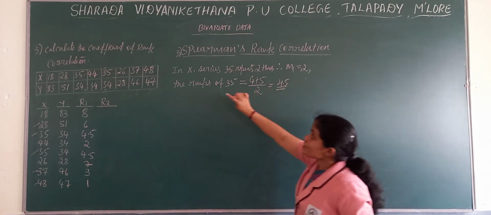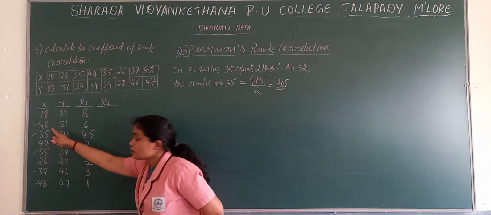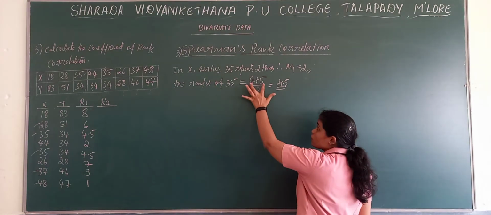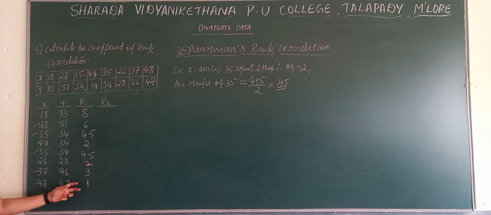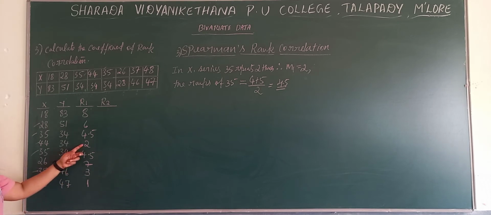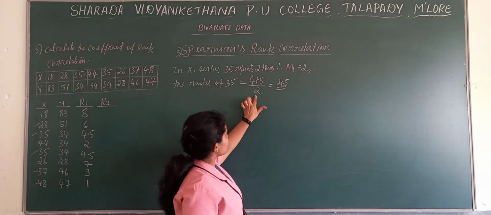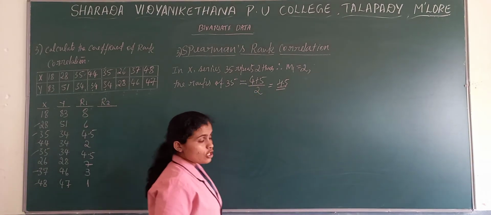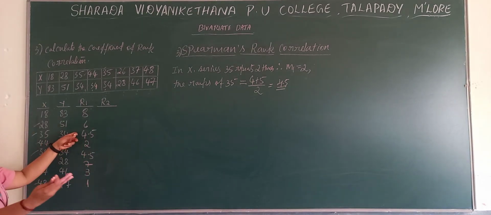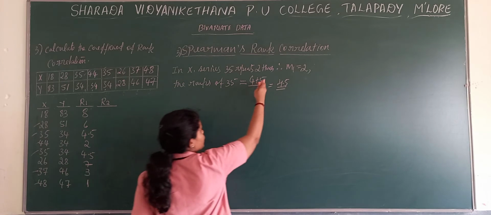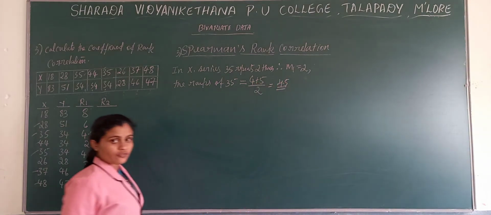So what is the rank of that particular number? Which positions does it share? First, second, third over, it takes the position of fourth and fifth. So fourth plus fifth divided by 2 is 4.5. So where 35 is there, we assign 4.5 and 4.5. Fourth and fifth positions we have taken as 4.5.